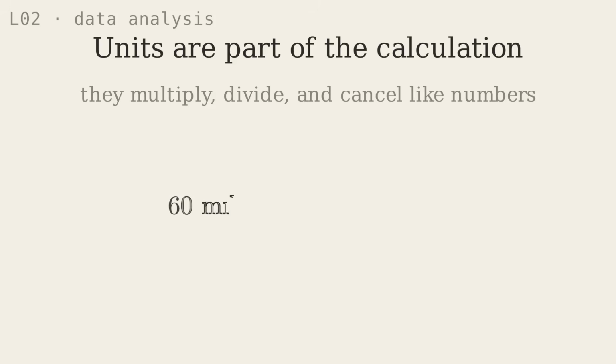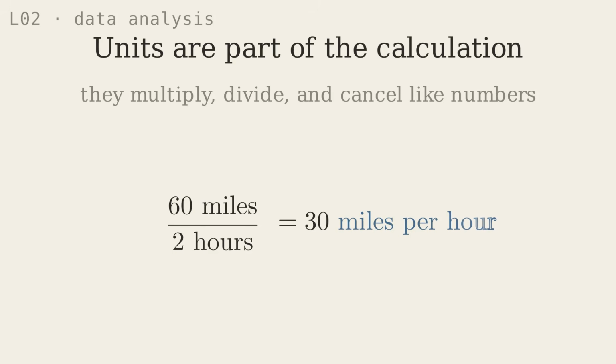For example, suppose a car travels 60 miles in 2 hours. To find the average speed, divide 60 miles by 2 hours. The result is 30 miles per hour. The unit miles per hour tells us exactly what the number represents. Always include the units while solving the problems. They can help you decide whether you should multiply or divide.